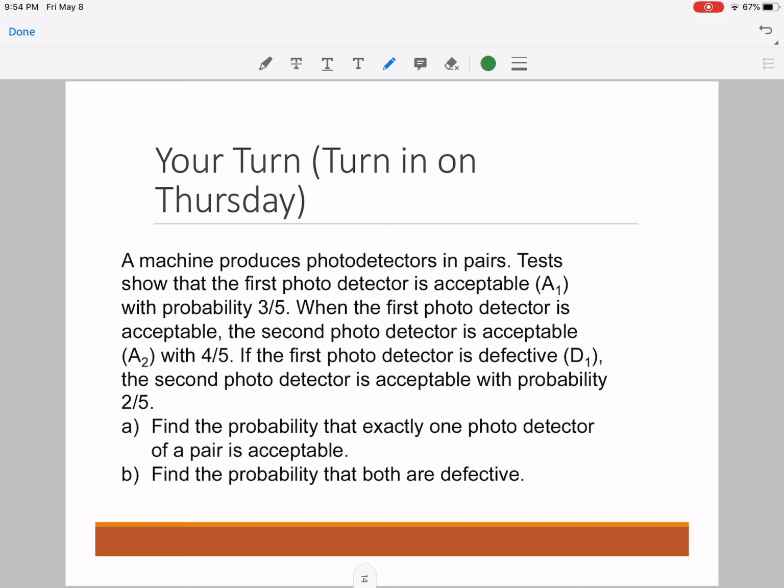Okay. So with these two problems as your motivation and as your guide, what I would like for you guys to do is solve this problem using the law of total probability. And this is one of the problems that you need to turn in for your Thursday's class. So please work on this problem neatly and upload a nice PDF for me to grade.